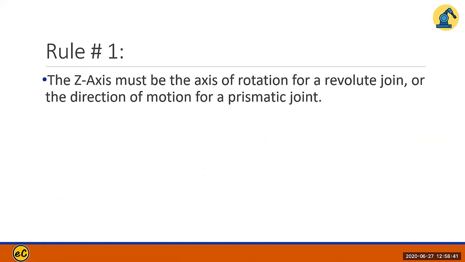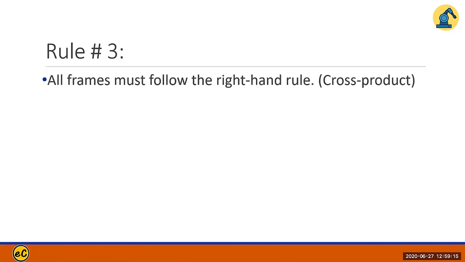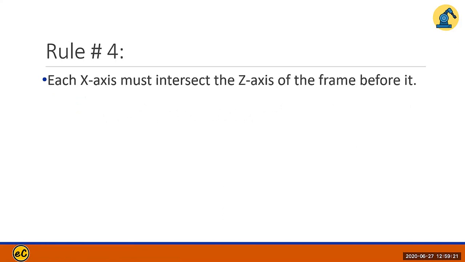To assign the axes, we have 4 rules. Rule number 1, the Z axis must be the axis of rotation for a revolute joint, or the direction of motion for a prismatic joint. Rule number 2, the x-axis must be perpendicular both to its own Z direction and the Z axis of the frames before it. Rule number 3, all frames must follow the right-hand rule, the cross product rule. Rule number 4, the x-axis must intersect the Z-axis of the frames before it.